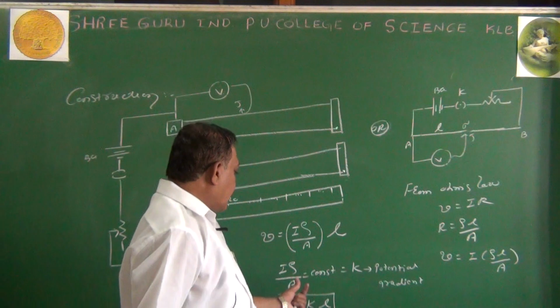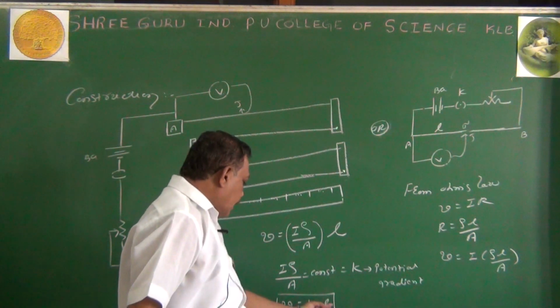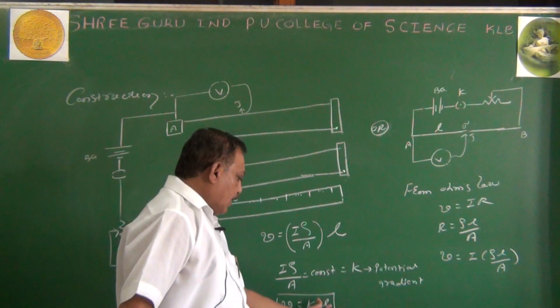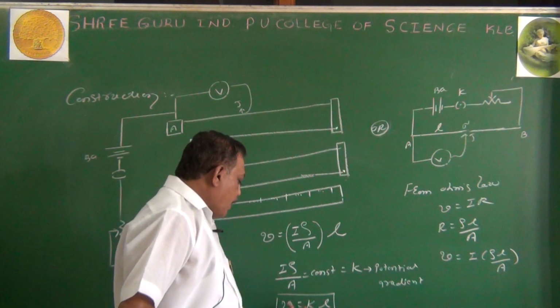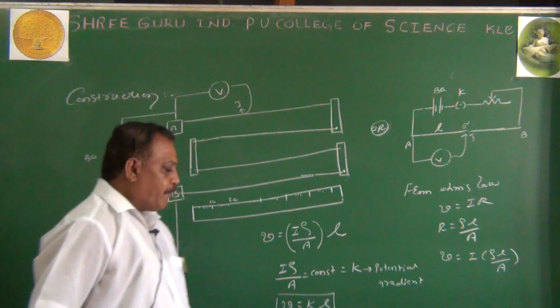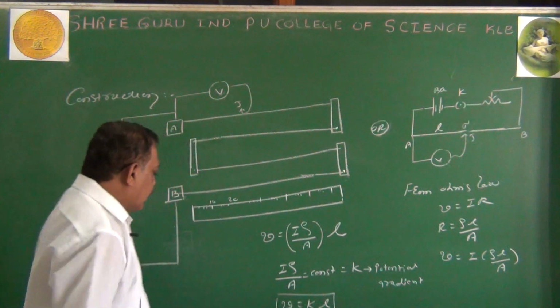Pressure by distance, pressure gradient. Then potential divided by distance, V by L. That length is nothing but meter. Meter is the unit of distance. We can say that V by L is nothing but K, the potential gradient. If I remove the equals to K sign, then it becomes what?